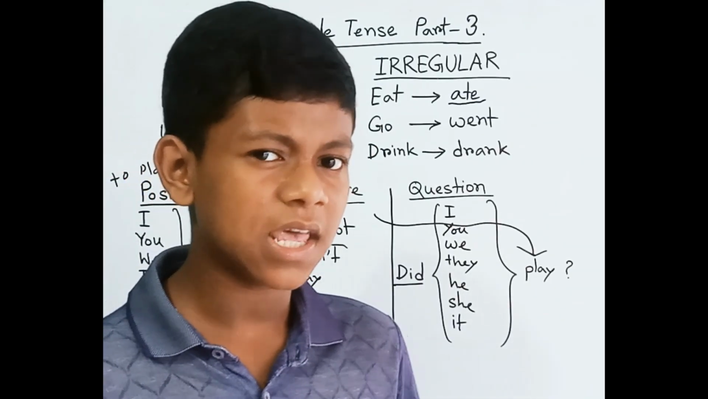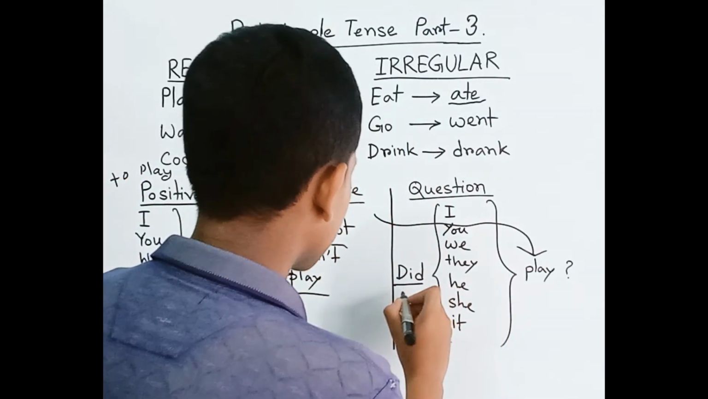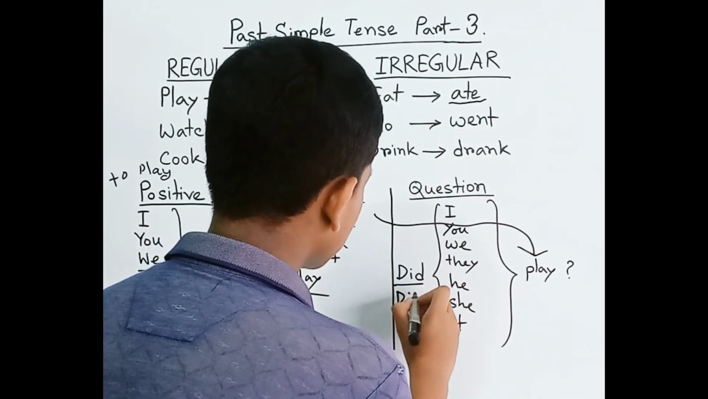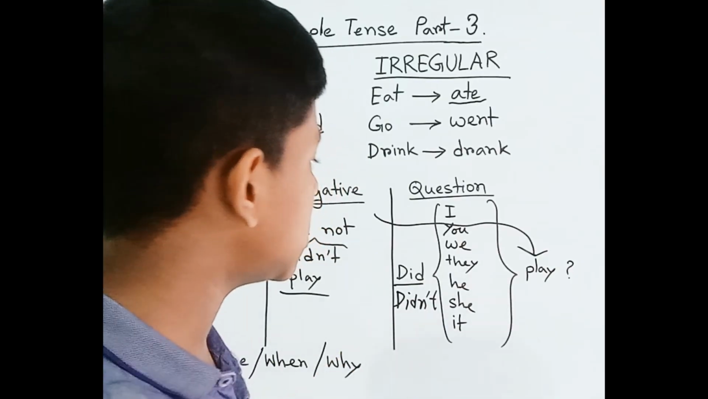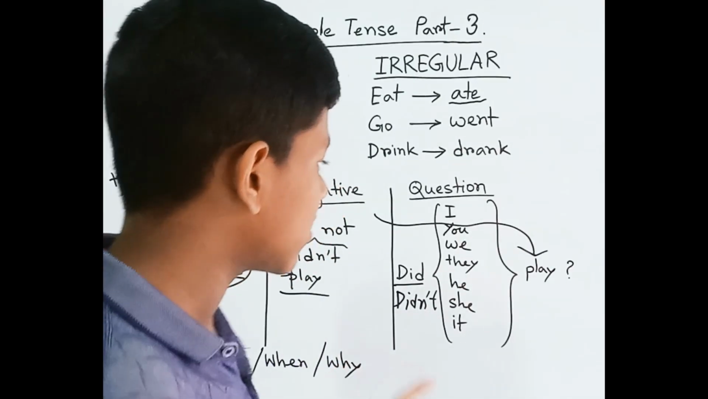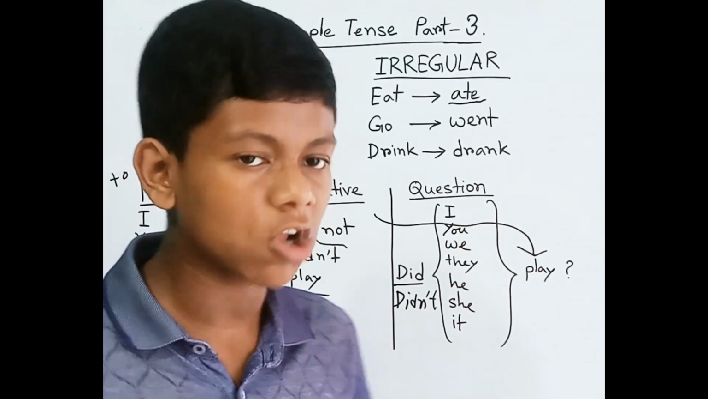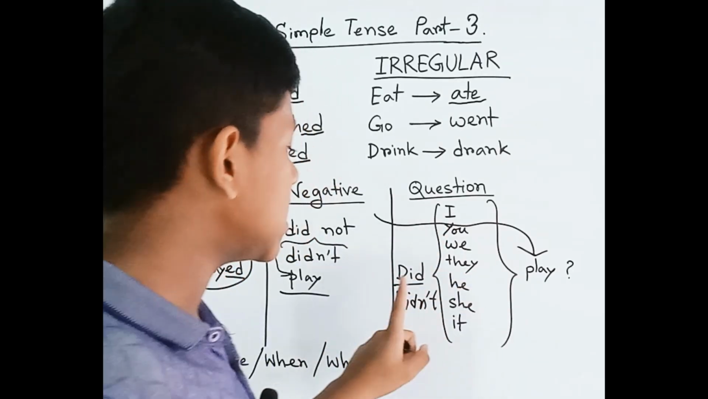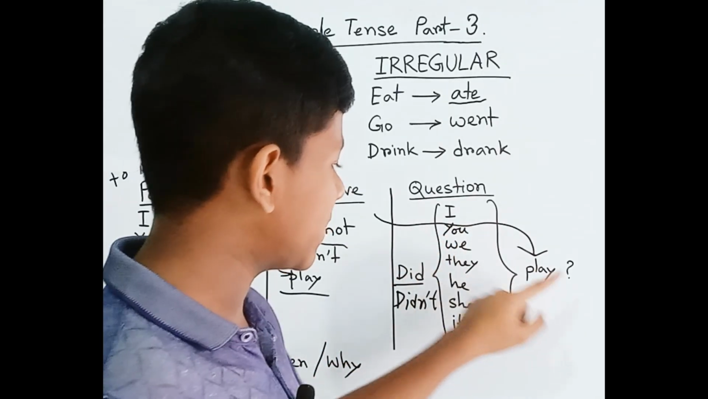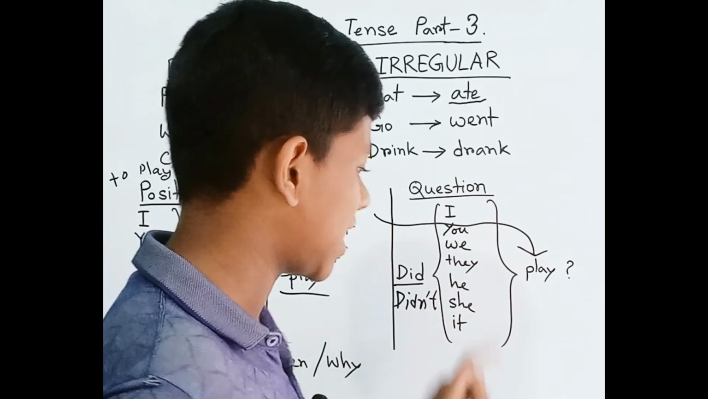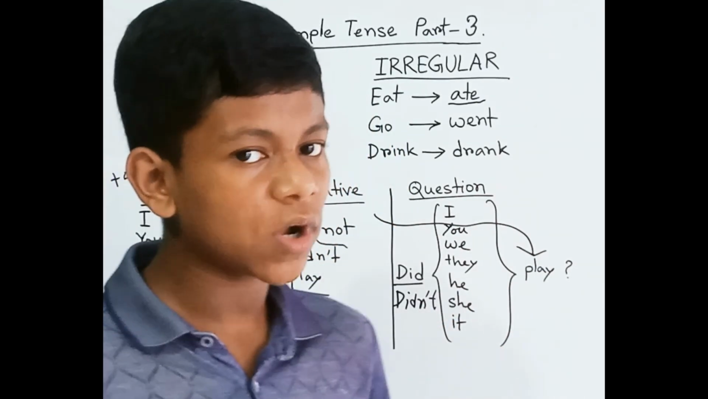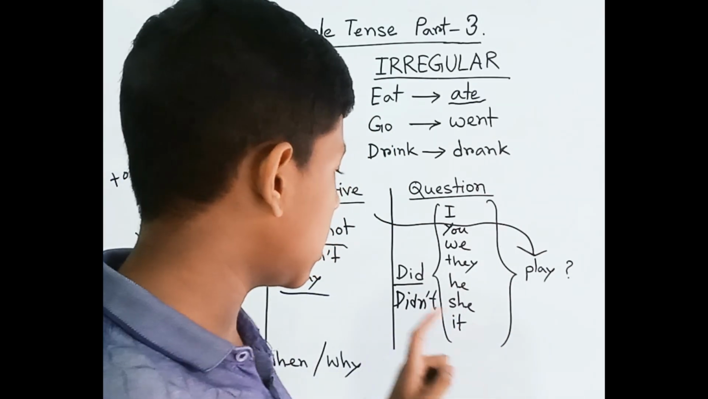Or maybe something is blowing in your mind. What's the question? Can we say didn't? Why not? We can use the didn't, the same as this. Didn't means did not. Okay? Didn't I play? Didn't you play? Didn't we play? Didn't they play? Didn't he play? Didn't she play? Didn't it play?